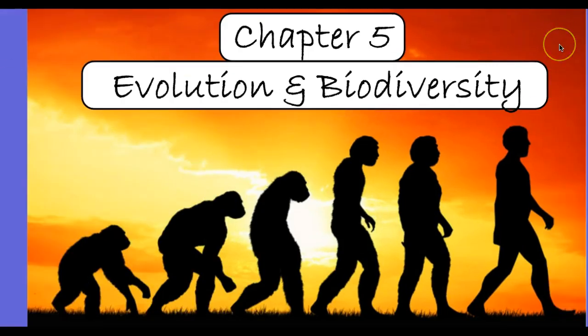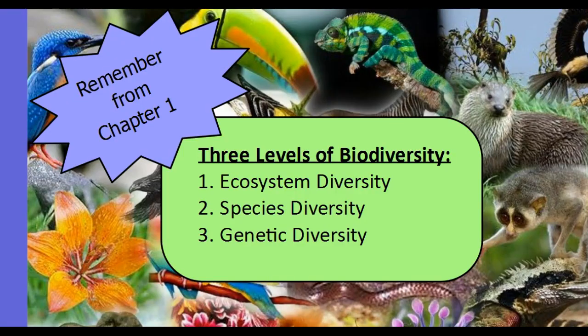All right, evolution, biodiversity, that's what we're talking about. So you have this written in your note packet. Remember from Unit 1 or Chapter 1, we talked about ecosystem diversity. That means how many different ecosystems there are in an area. Species, how many different species there are. Genetic, how many different genes.